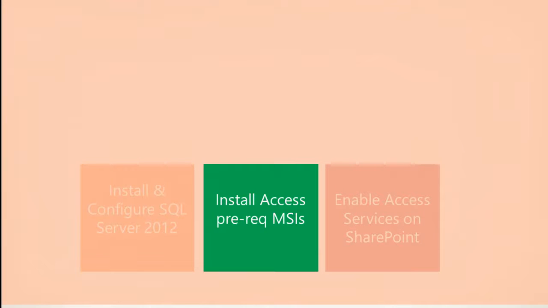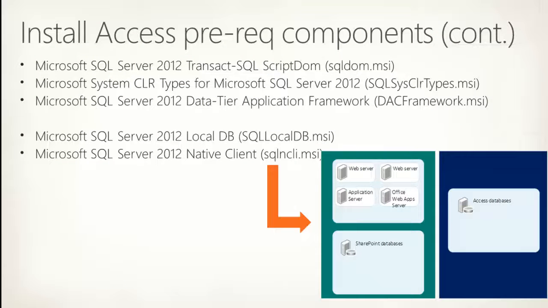Next, let's look at a set of MSIs you need to install for Access Service. These 5 MSIs need to go on the SharePoint boxes. The top 3 are needed not just for Access Service applications, they're needed for all SharePoint applications. The SharePoint application uses the SQL DAC technology for packaging the data layer. The top 3 SQL MSIs are needed for that scenario. The next 2 are needed for the Access application to connect to SharePoint lists.